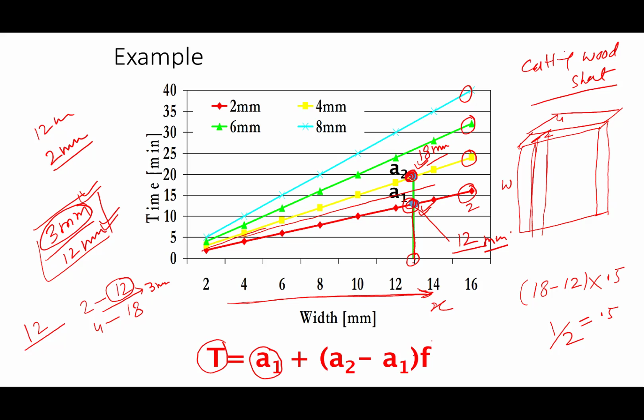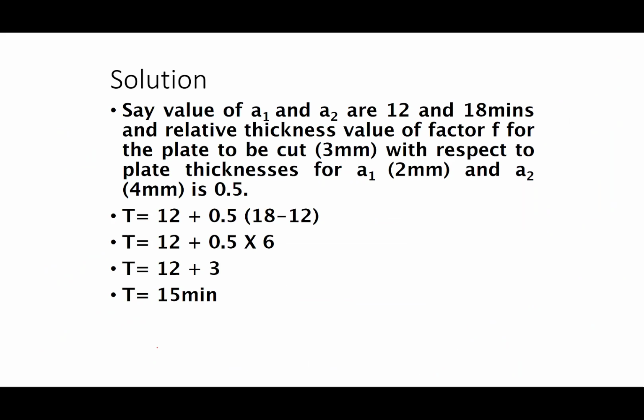This F is basically the relative thickness with respect to the thickness data for which the time data is available, and the thickness which is to be cut. So the T for which the extra cut is to be made, and the thickness range for which the data is available. This is how we'll get 12 plus 18 minus 12 into 0.5. This is how we can get the time. So this is what the solution is.